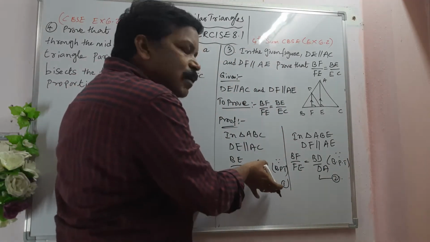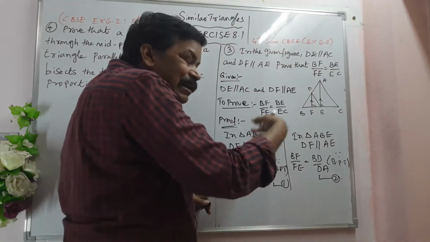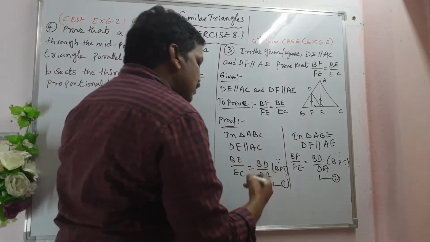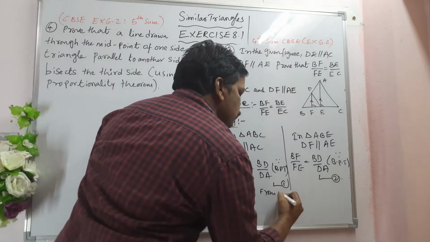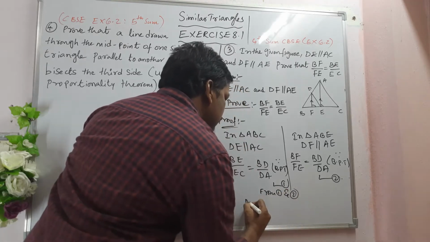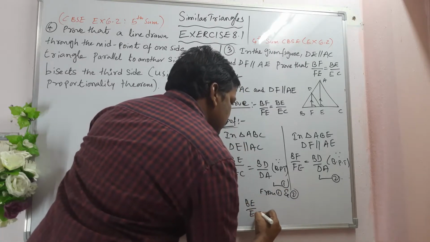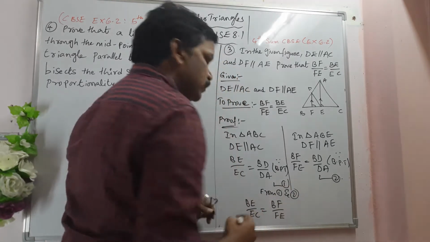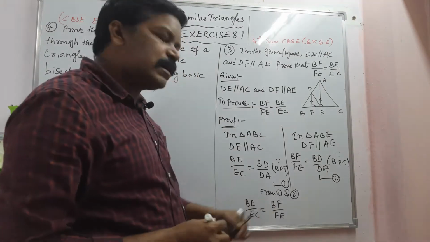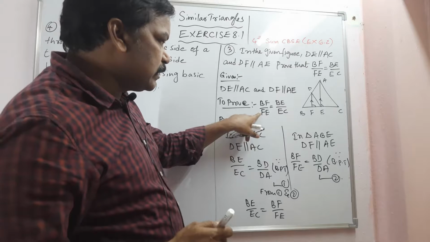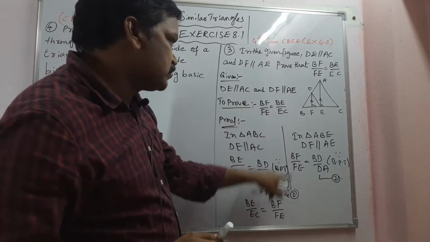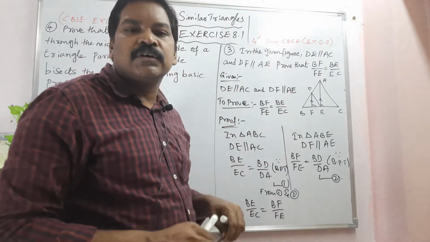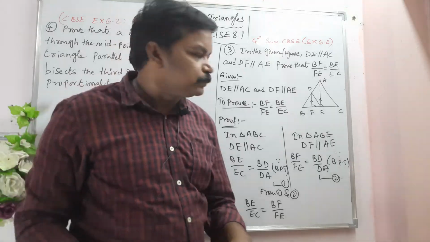Now if you observe the two equations, the right hand sides, BD by DA, here also BD by DA, they are equal. Then from equations 1 and 2, BE by EC is equal to BF by FE. So what is to be proved here? BF by FE is equal to BE by EC. So here also we used the basic proportionality theorem only.